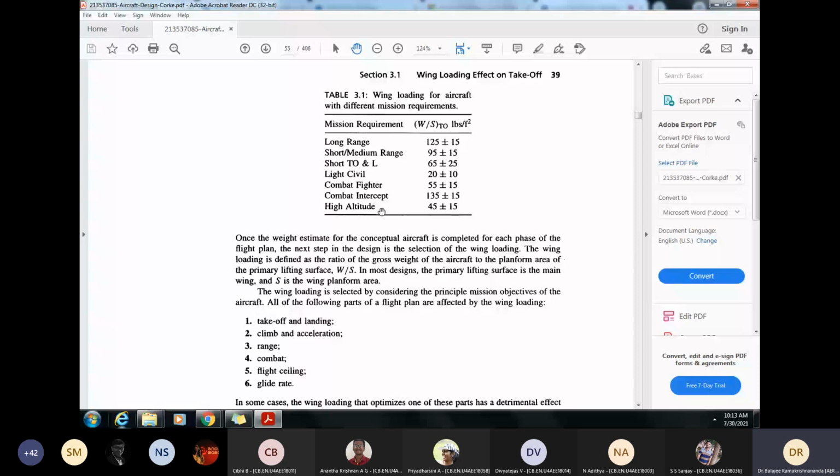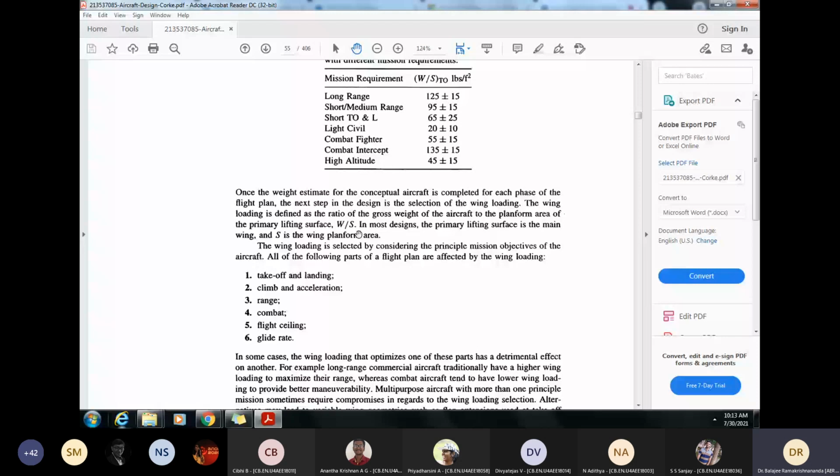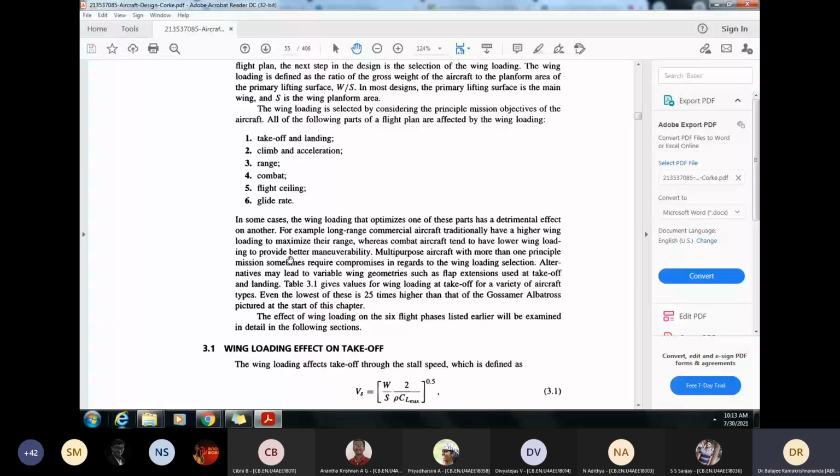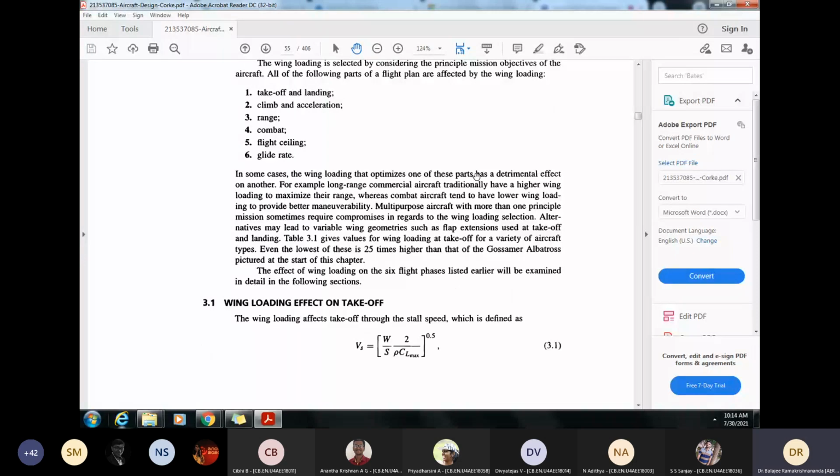So wing loading is defined as W by S, where S is the wing planform area. Wing loading will affect all these parts of a flight plan, as we have seen. Now, suppose you design a wing loading, you choose a wing loading that optimizes one of these parts. For example, if you want it only for cruise or range, you choose your wing loading accordingly.